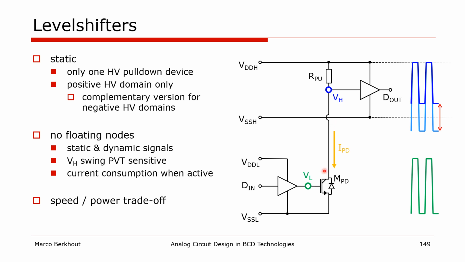In this level shifter, there are no floating nodes, so this is suitable for both static and dynamic signals, but the voltage swing of the output node is sensitive to PVT variations. Also, current flows as long as the pull down is active, and this results in a trade-off between speed and power. For high speed, the pull-up resistor should be made small, but this then requires a large pull-down current to make sufficient voltage swing.